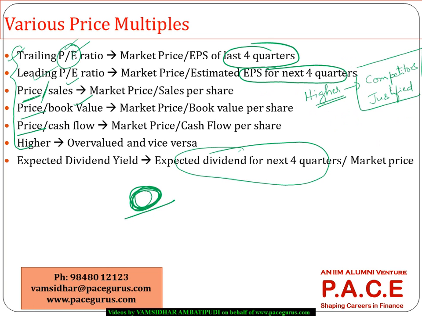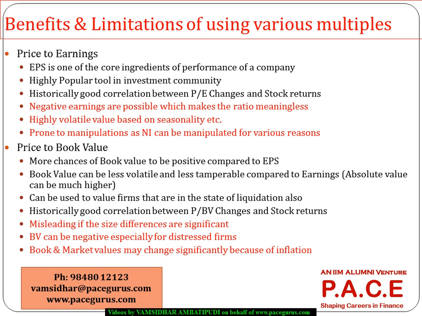Now, what are the various advantages and disadvantages of using the various multiples? We have seen that most of the times we use either P by E or P by book value or price to sales, price to cash flow, and nowadays we are also using dividend yield kind of approaches as ratios. So what are the positives and the negatives of each of them? Let's have a quick look at it.